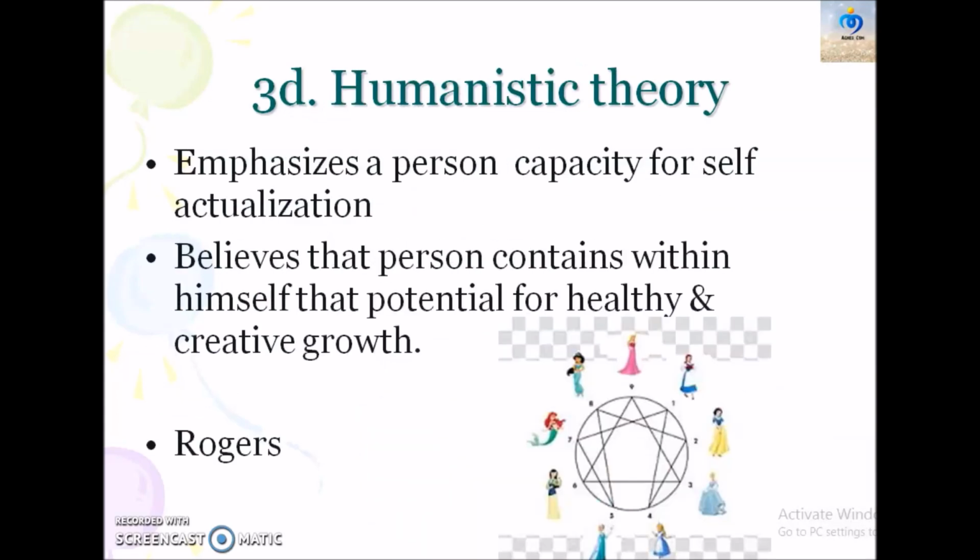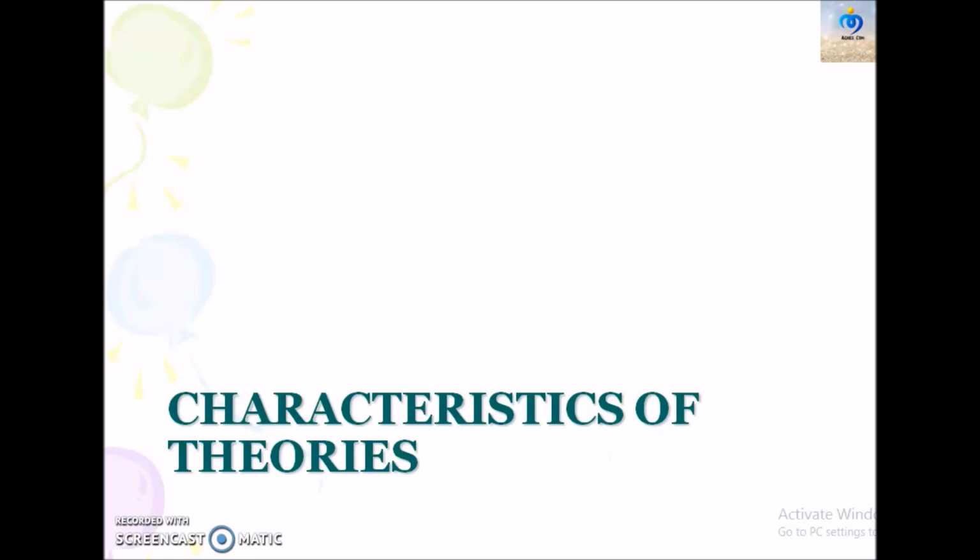Next is humanistic theory. Humanistic theory emphasizes a person's capacity for self-actualization, and this theory believes that a person contains within himself the potential for healthy and creative growth. An example is Rogers' theory. And next is the characteristics of theories. There are mainly seven characteristics for a theory.